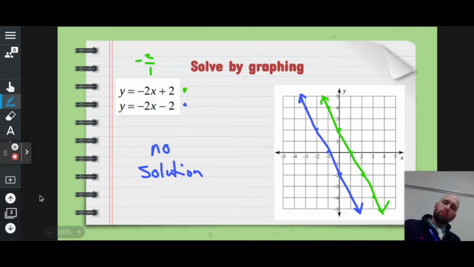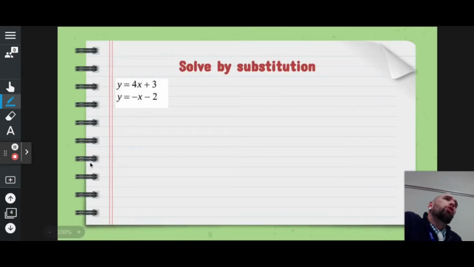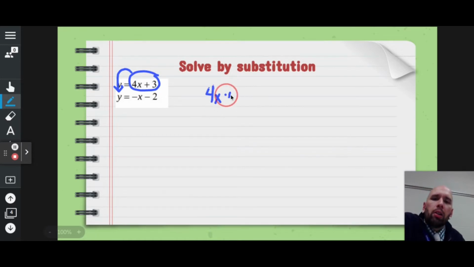So that's graphing. Let's move on to substitution. The process of substitution is what you want to do is solve any of the equations, top or bottom, for any variable. In this case, the top and the bottom are both solved for y. So you take one of them, this is called the blob method, and you plug it into the other equation. I rewrite the bottom equation replacing y with 4x plus 3, because y is 4x plus 3. So 4x plus 3 equals negative x minus 2.